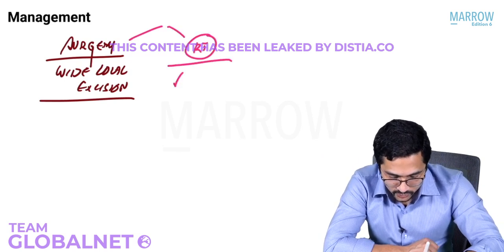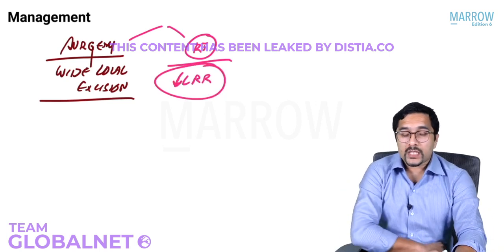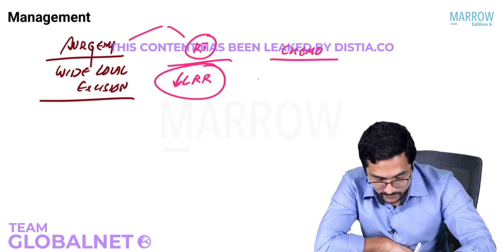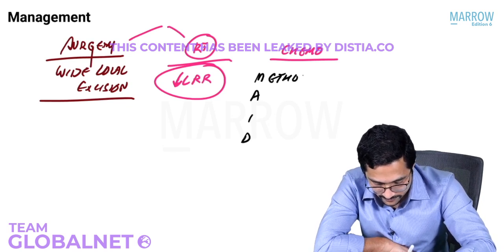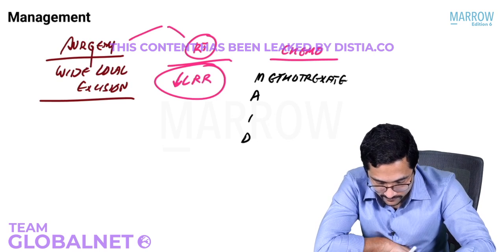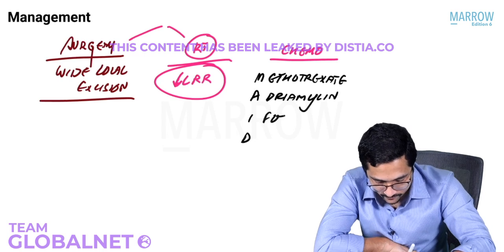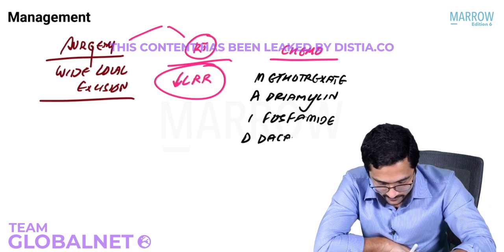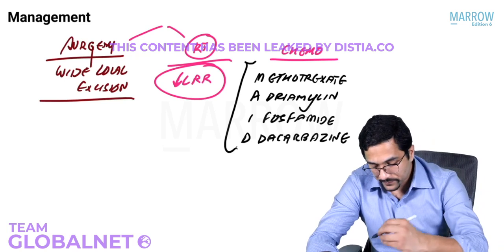Radiotherapy can be given to reduce the loco-regional recurrence rate. And chemotherapy, the chemotherapeutic options are methotrexate, adriamycin, ifosfamide, and dacarbazine. These are the chemotherapeutic options in patients with soft tissue sarcomas.